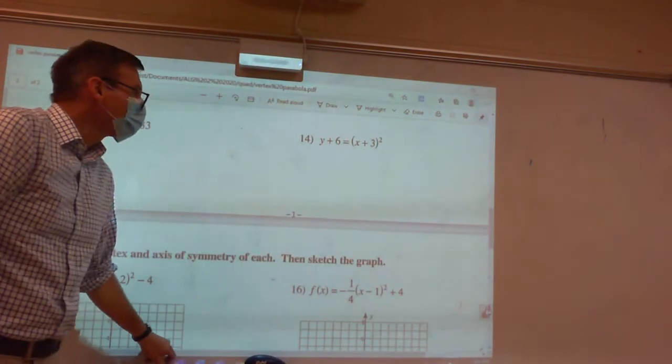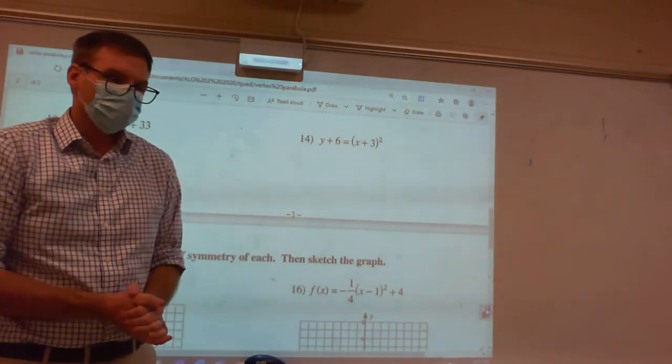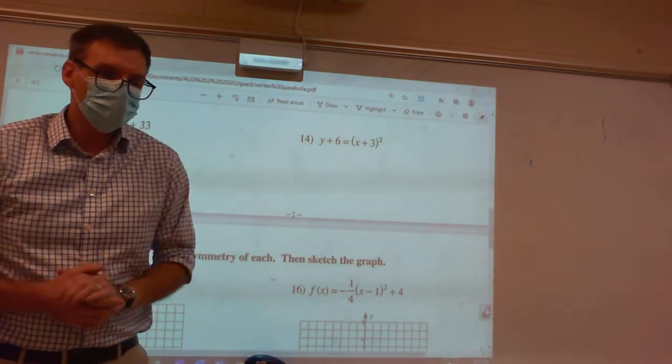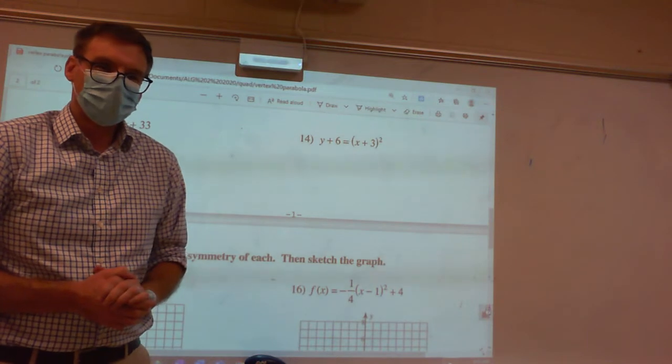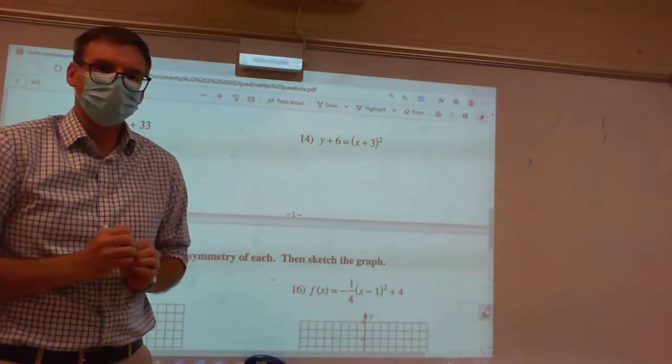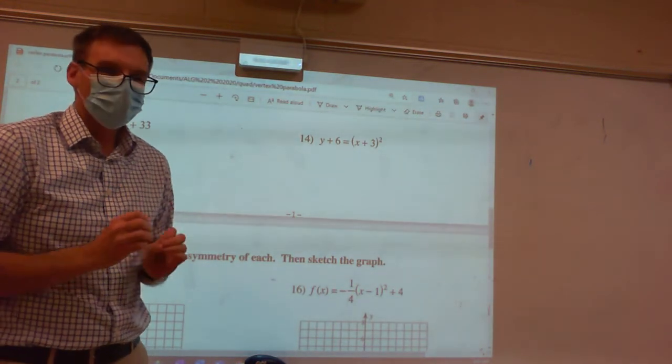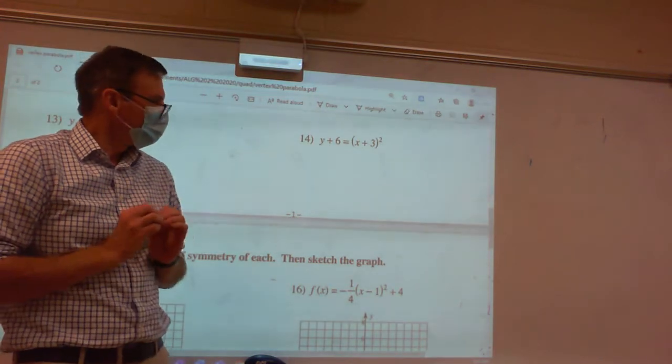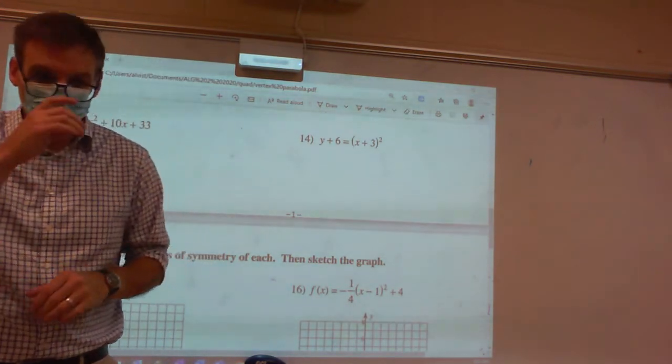All right. So in problem 14, I want everyone to put this in vertex form. It's supposed to be easy. And when you put it in vertex form, then do the electronic raise your hand.